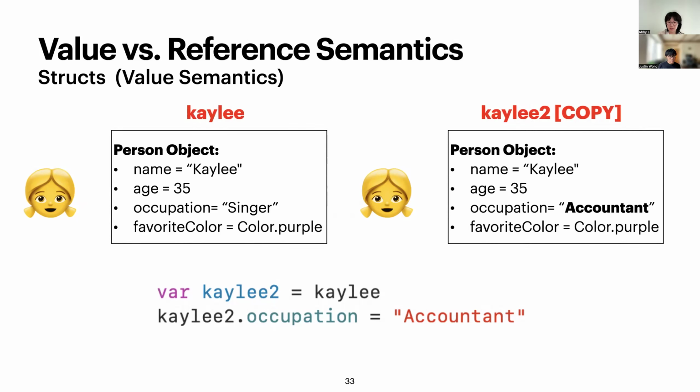So after assignment, the struct produces a separate copy. That means if one copy changes occupation to accountant, the other can still remain singer. Conceptually, there are now two distinct values.